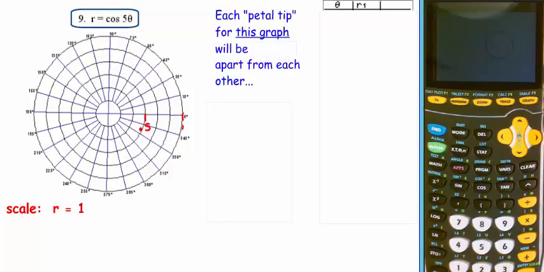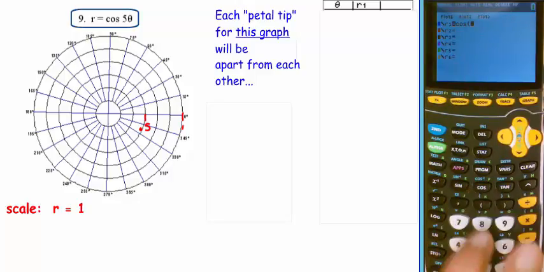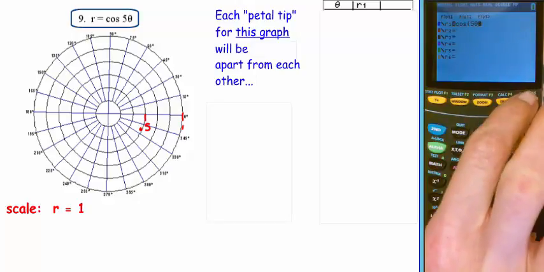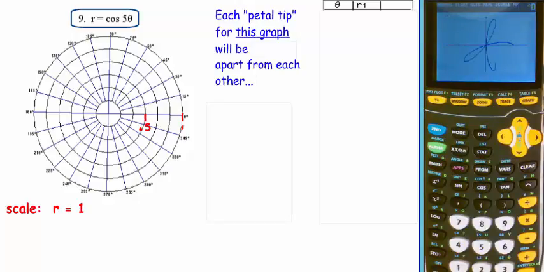Okay, so now let's take a look at problem 9, where we are looking at r equals cosine 5 theta. So we'll go back to y equals, and we'll switch up, type in cosine 5 theta. Same thing, let's take a look at our graph to start. Now we're getting some petal graphs. The first one was technically called a petal graph, but there was only one petal. Now we've got 5 petals, which you can count.